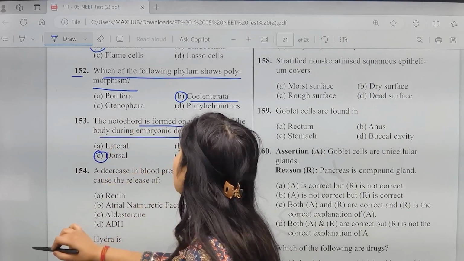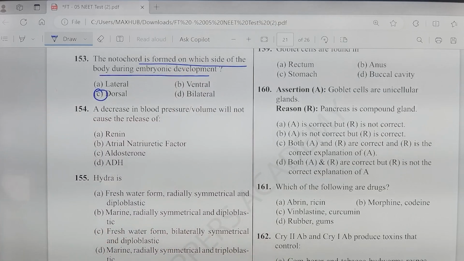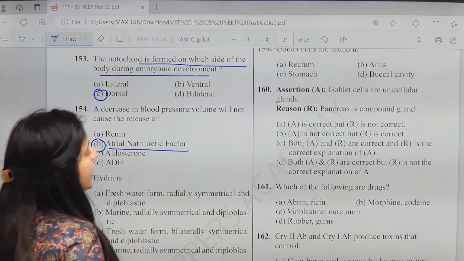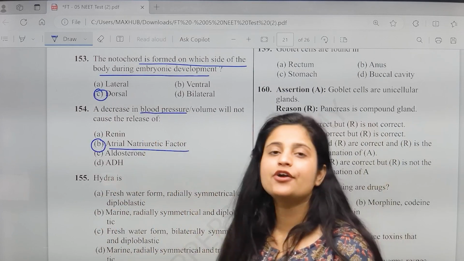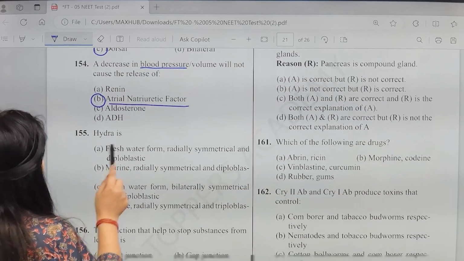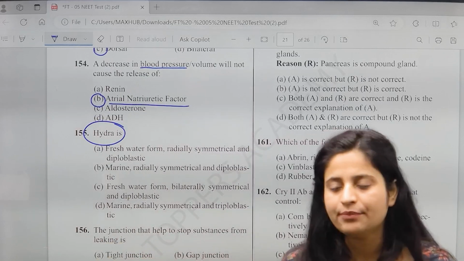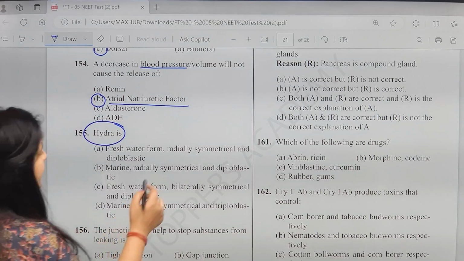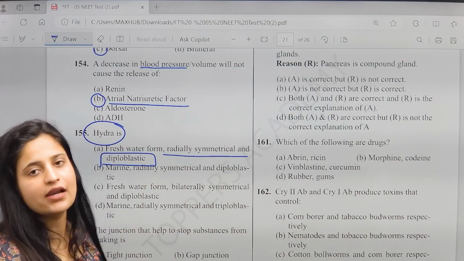Okay, very simple. Next, we have: a decrease in blood pressure volume will not cause the release of ANF, which is your atrial natriuretic factor, because they are asking about a decrease in blood pressure, and atrial natriuretic factor is released when somebody has high blood pressure. The next we have Hydra. Hydra belongs to the phylum Coelenterata, and it is a freshwater polyp. Hydra is a freshwater form, radially symmetrical, and diploblastic. Why so? They have two germ layers because they belong to the phylum Coelenterata.